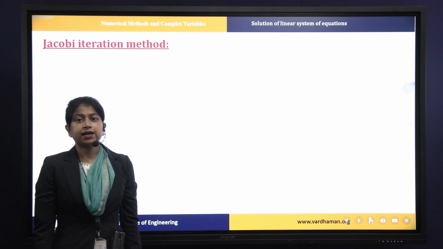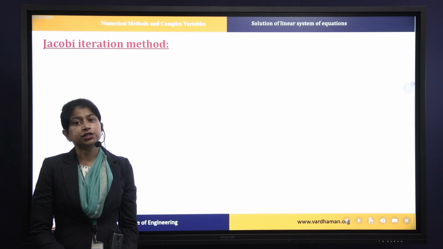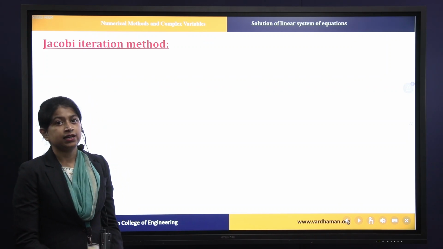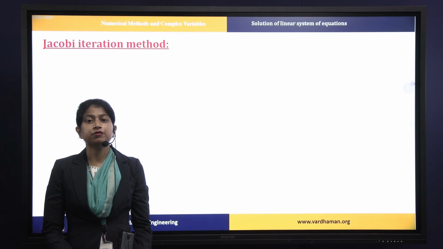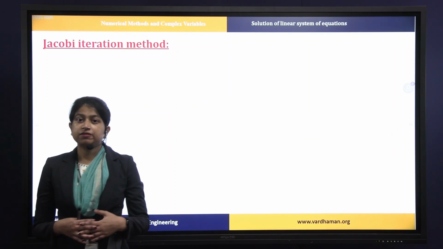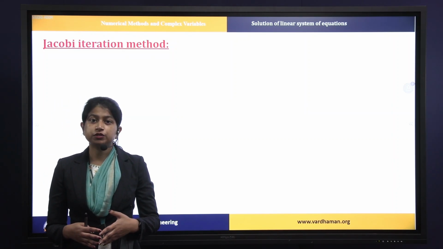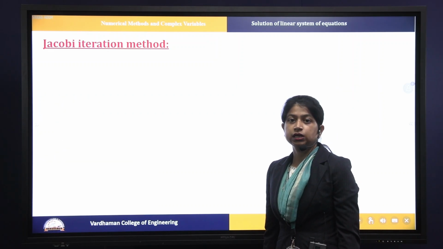Now let us understand the working procedure of Jacobi iteration method. Jacobi iteration method is an iterative method and it is used to solve simultaneous system of equation. It is performed in iterations and we get approximate values which gets improved after every iteration. Let us now see how we proceed in this method.